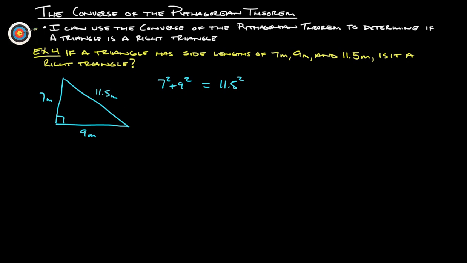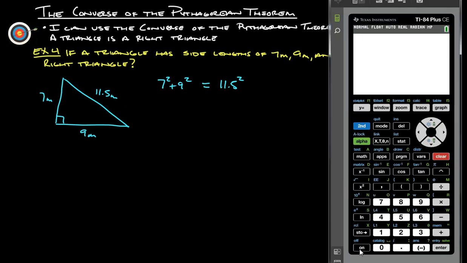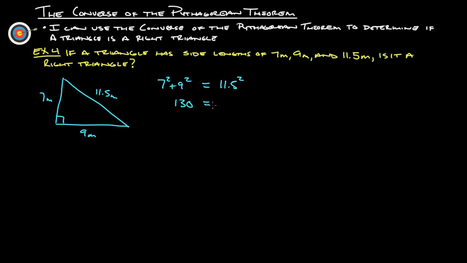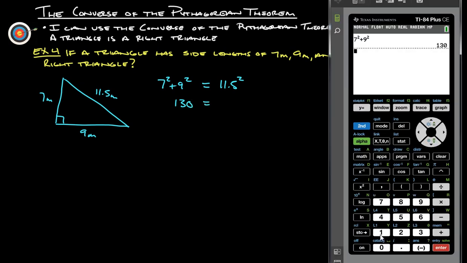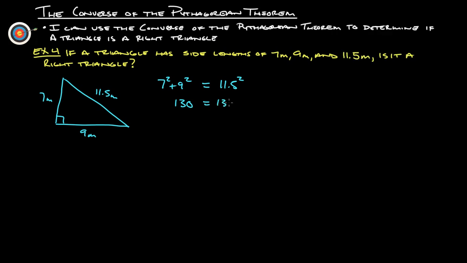Okay, so with this, we're going to want to get our calculator out, and we're going to do 7 squared plus 9 squared, and let's do enter. So this is 130. And then let's see what 11.5 squared is. 11.5 squared gives us 132.25. So that's pretty close, but it's not really close enough, right?